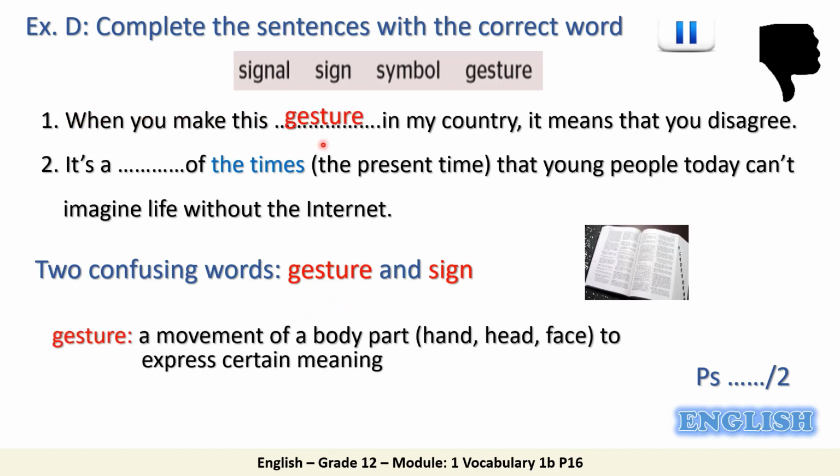Perfect. It's gesture, because gesture is a movement of a part of your body, whether your hand, your head, or your face, in order to convey or express certain meaning. And number 2 is sign. And sign in this context means a fact or quality. It's a sign of the times. The times mean the present time. So it's a fact in the present time that young people can't imagine life without the internet. How about your points? Excellent. Continue.